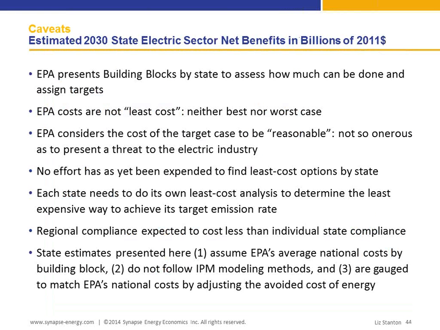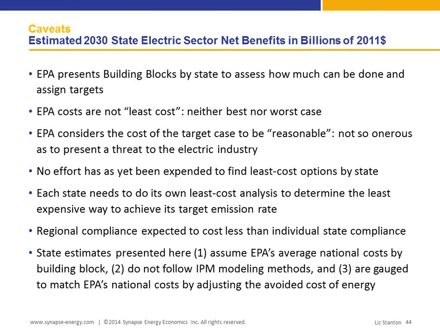A couple of caveats about how this is done, just to point out that the whole exercise that's done by EPA in terms of setting up the building blocks and figuring out the targets is not a least cost exercise. They're not trying to figure out what would be the cheapest way to do this for anybody. They're figuring out what is doable, what's reasonable, not so onerous as to present a kind of economic threat to the electric industry, but as much as we can do, and that's what the BSER standard is to achieve what we can do.